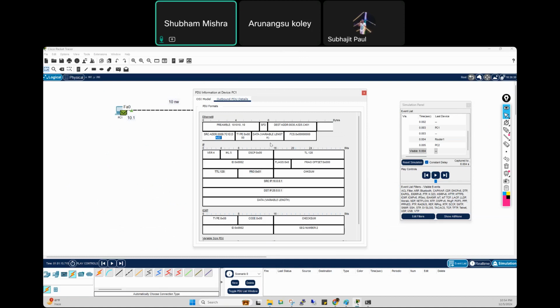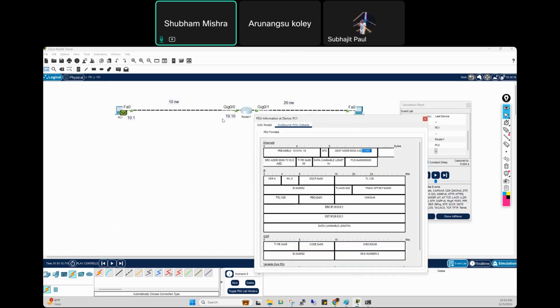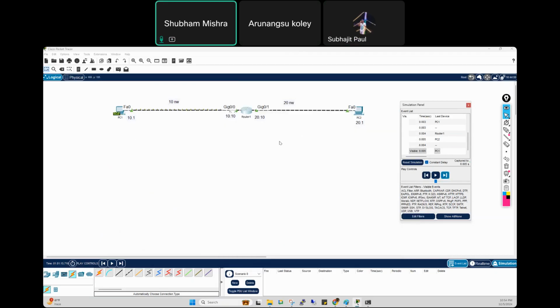Clear na? Destination MAC address is C401. C401 was the MAC address of gig 0/0. यही था ना भाई? ये C401 था, ये C402 था. Done ना? Now ये किसे भेज रहा है? Default gateway को. Clear? Yes or no? It forwards the packet to the default gateway.